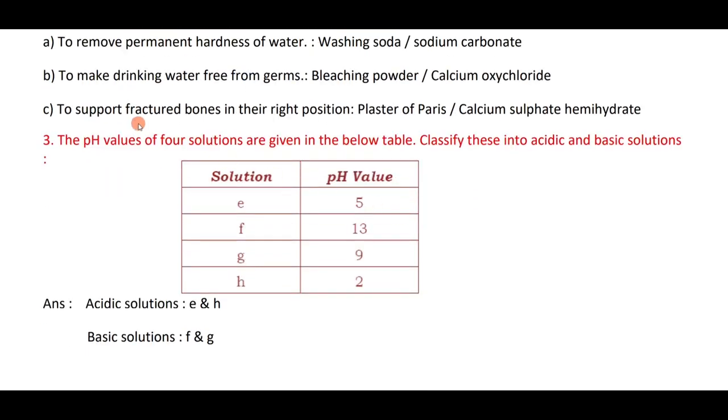pH values of 4 solutions are given below; classify them into acidic and basic. More than 7 is basic, that is F and G are basic solutions. Less than 7, that is 5 and 2, are the acidic solutions.